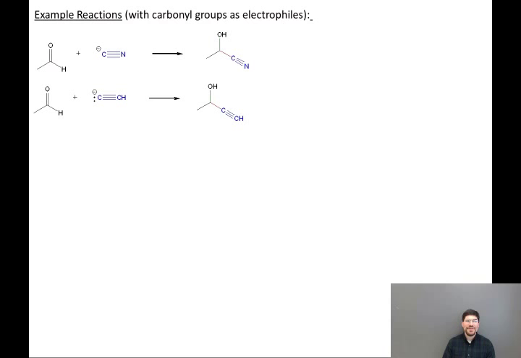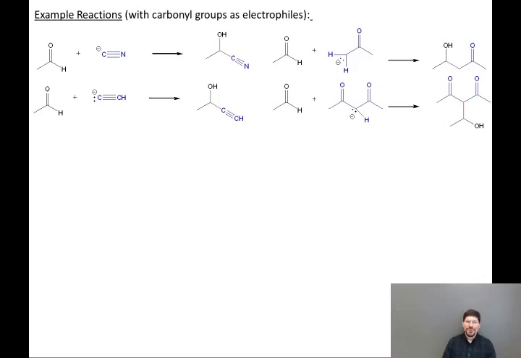An enolate binds the alpha carbon to the carbonyl group. The carbon that was previously a carbonyl carbon is now an OH. And then the double enolate works the same way. You put the same two carbons and an OH attached to the central carbon between the two carbonyl groups.